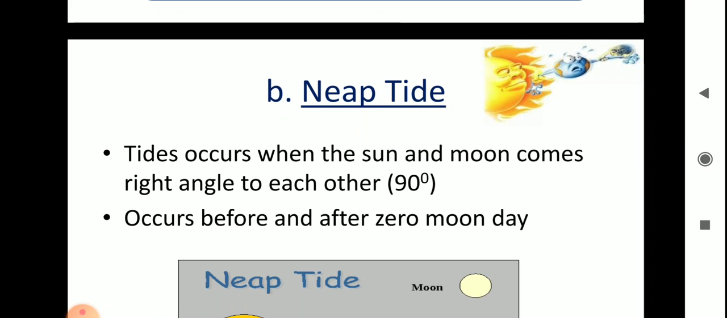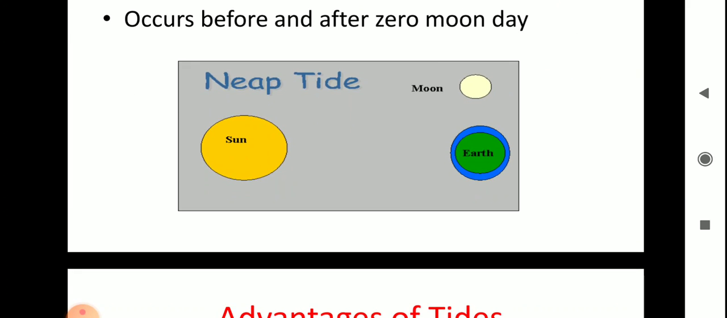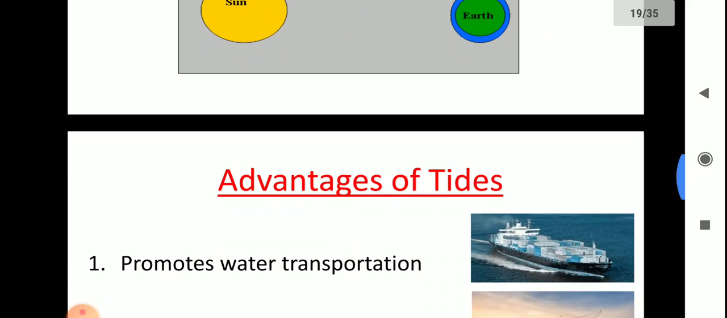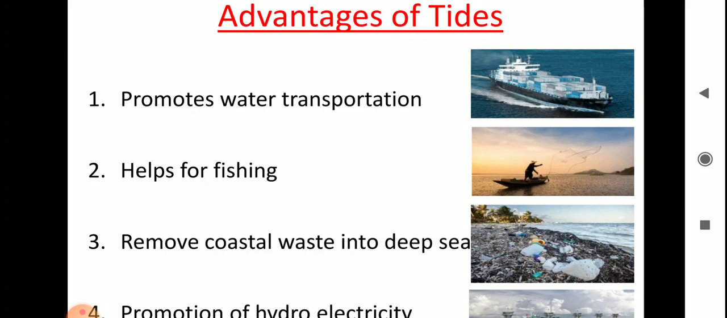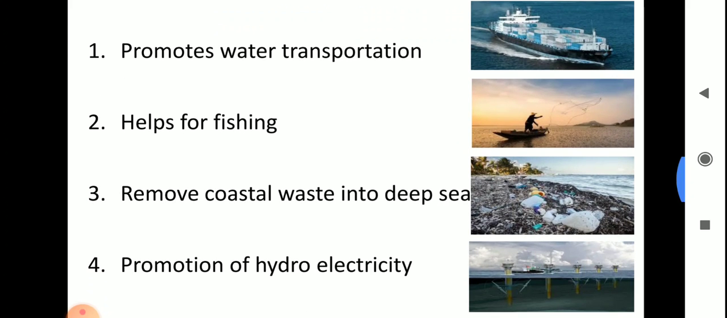Neap tide occurs when the sun and moon come at right angles to each other. Okay, so this is the picture. In the last video I didn't show you the picture. Then we have the advantages of tides: promotes water transportation, helps fishing, removes coastal waste into the deep sea, and promotes hydroelectricity. And apart from this, I told you about perigee, apogee, also perihelion and aphelion.